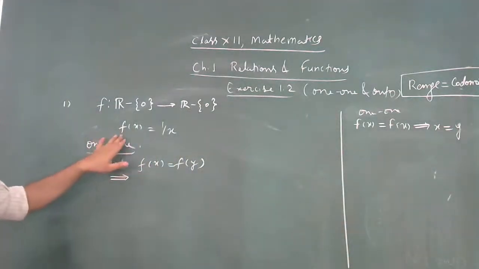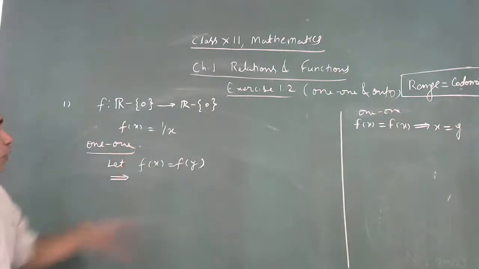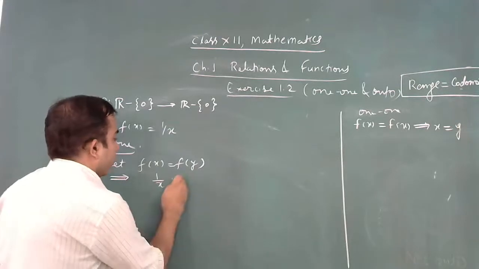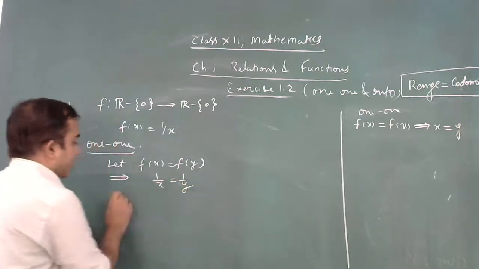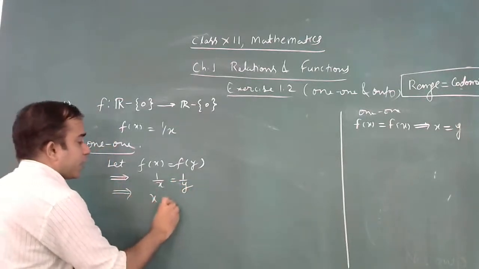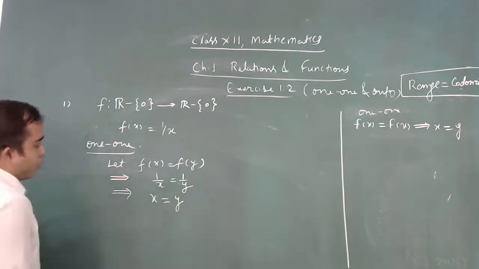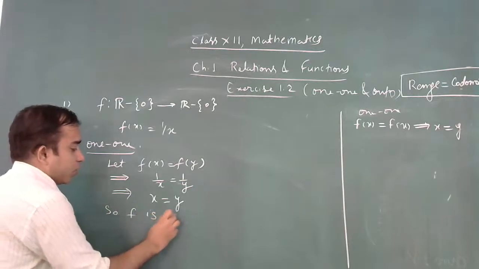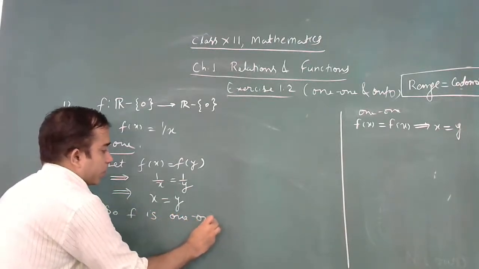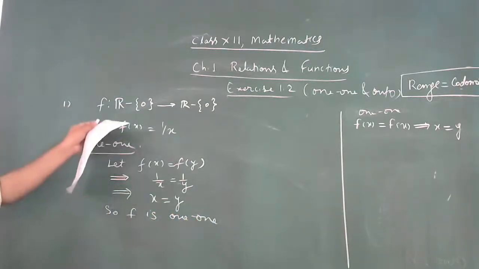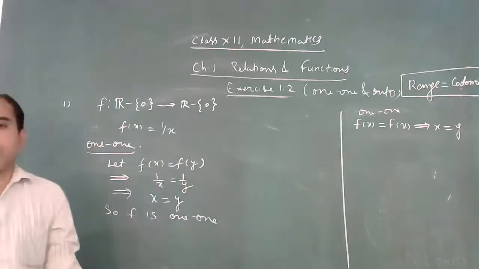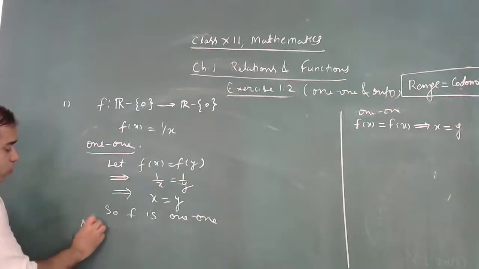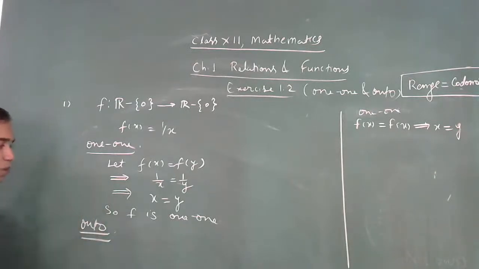So let us see. f(x) equal to f(y) means what? f(x) is 1 upon x. So 1 upon x equal to 1 upon y. And if I cross multiply, what will I get? I will get y equal to x, which means x equal to y. So f is one-one. Because x and y are non-zero elements, 1 upon x and 1 upon y will be defined certainly, which concludes x equal to y. So f is one-one.